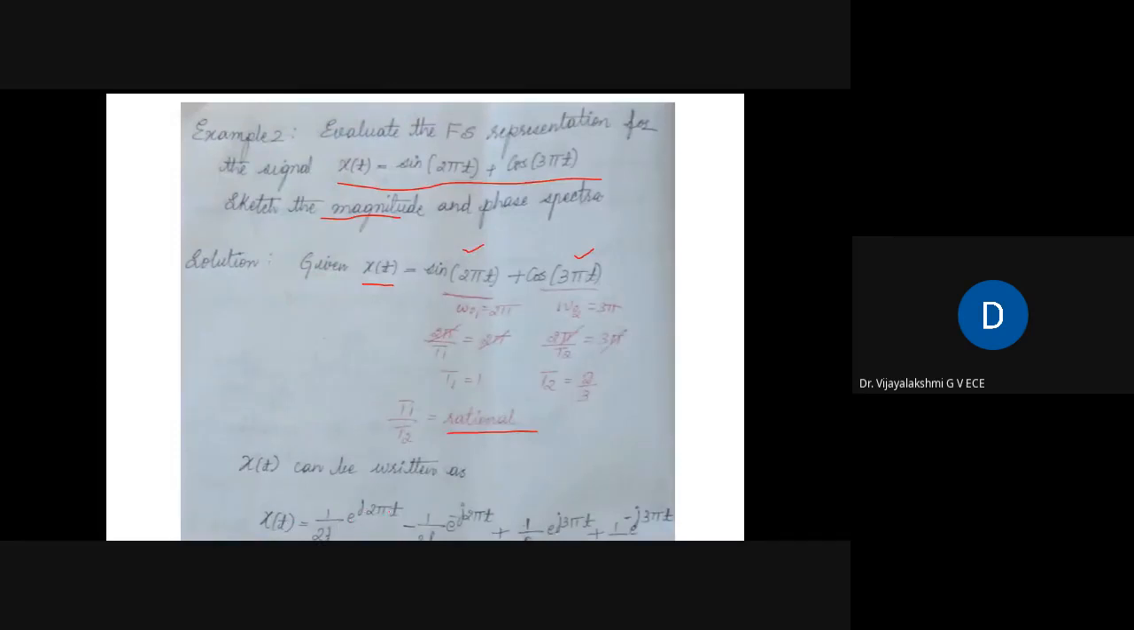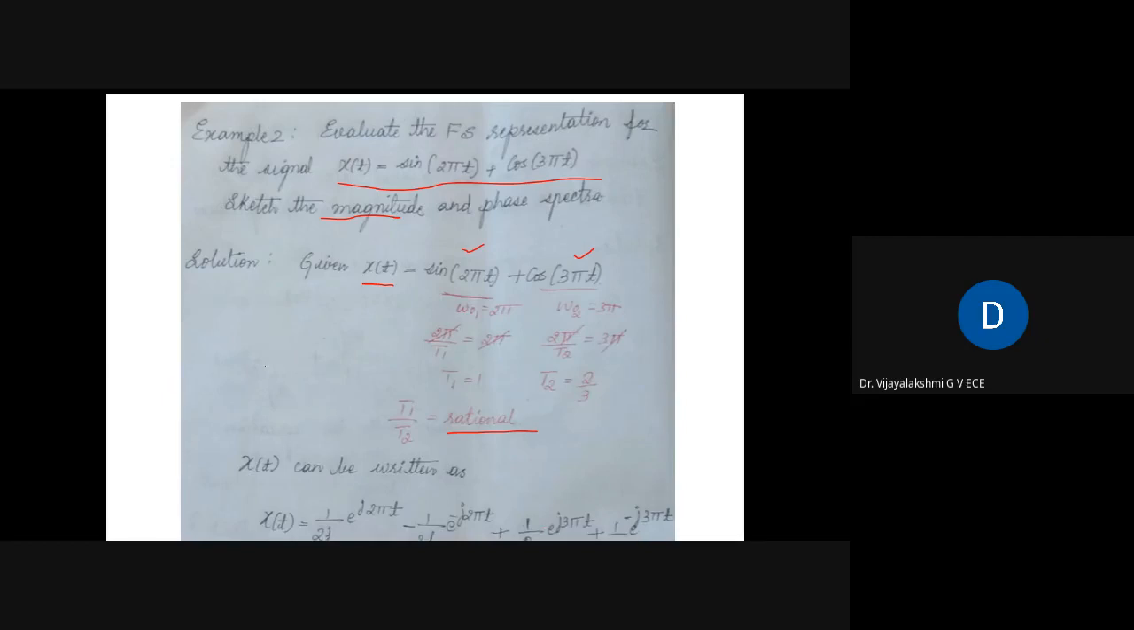You have e raised to j 2 pi t minus e raised to minus j 2 pi t divided by 2j. So we have separated the terms. Similarly, for cos 3 pi t also, e raised to j 3 pi t plus e raised to minus j 3 pi t divided by 2. And after that, we have separated the terms.